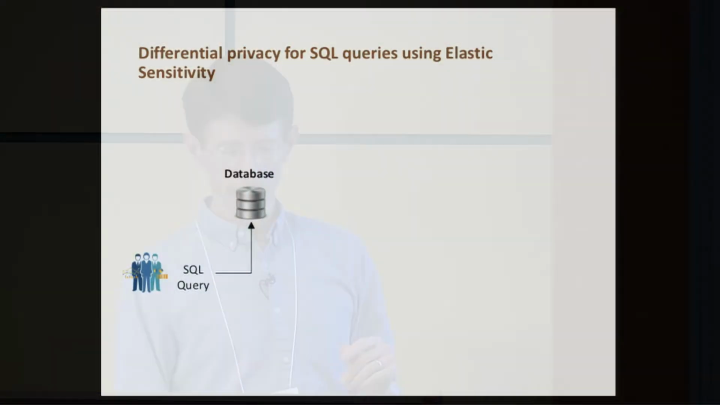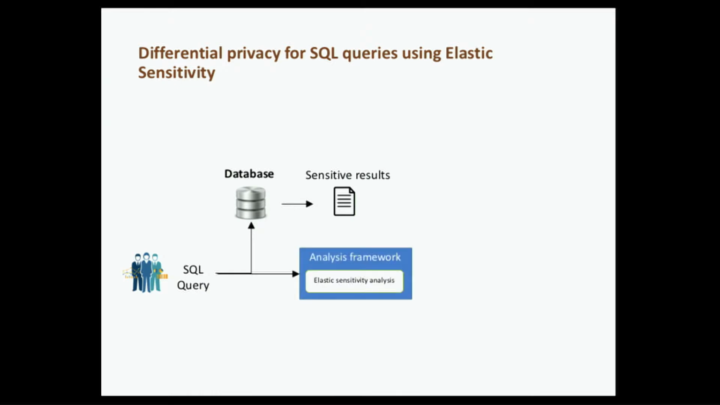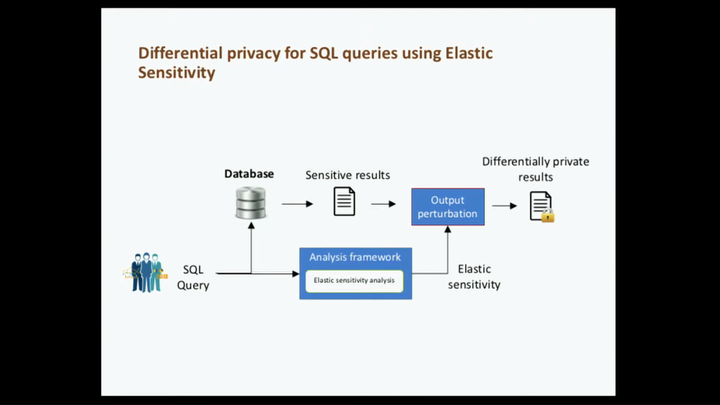So you have an analyst that writes a query, and it gets sent directly to the database. This is an unmodified database. It's the one that's already there. And you get out some sensitive results, right? So these are not differentially private. You also send the query into our analysis framework that has an analysis for calculating the elastic sensitivity of the query. And the result of that is the elastic sensitivity. It's just a number. And you give that to this output perturbation step along with the results of the query. And that generates Laplace noise and gives you the differentially private results.